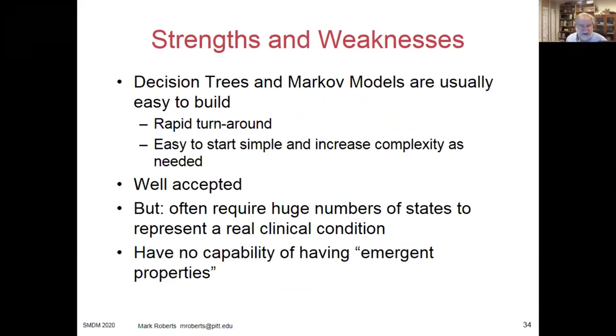So decision trees and Markov models are usually pretty easy to build. There's a relatively rapid turnaround time, and they're easy to start simple and then increase complexity as needed. They're very well accepted. The problem is they often require a very large number of states to represent a real clinical situation. And branch and node decision trees and Markov processes have no capability of representing what are called emergent properties, the properties that happen when multiple individual components interact together. James Stahl will talk about the importance of those kinds of properties in agent-based and discrete event simulation.